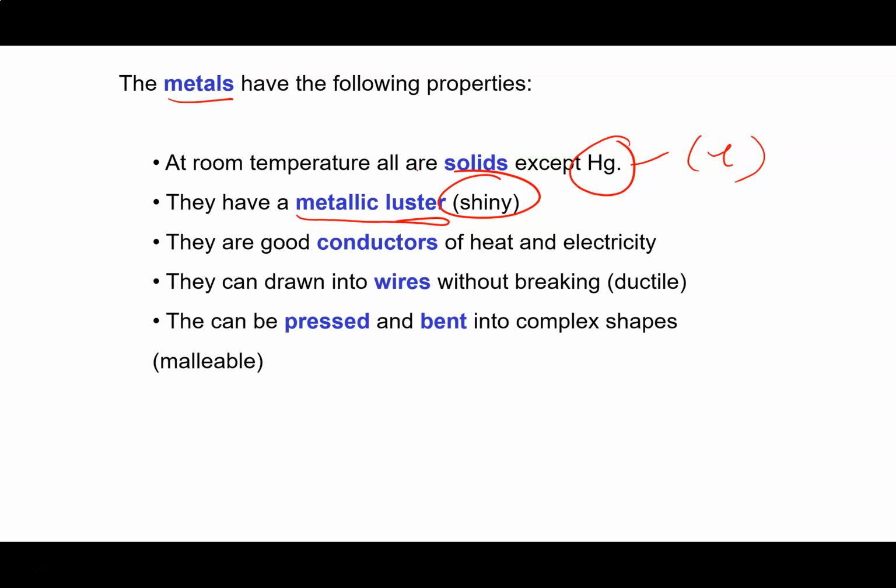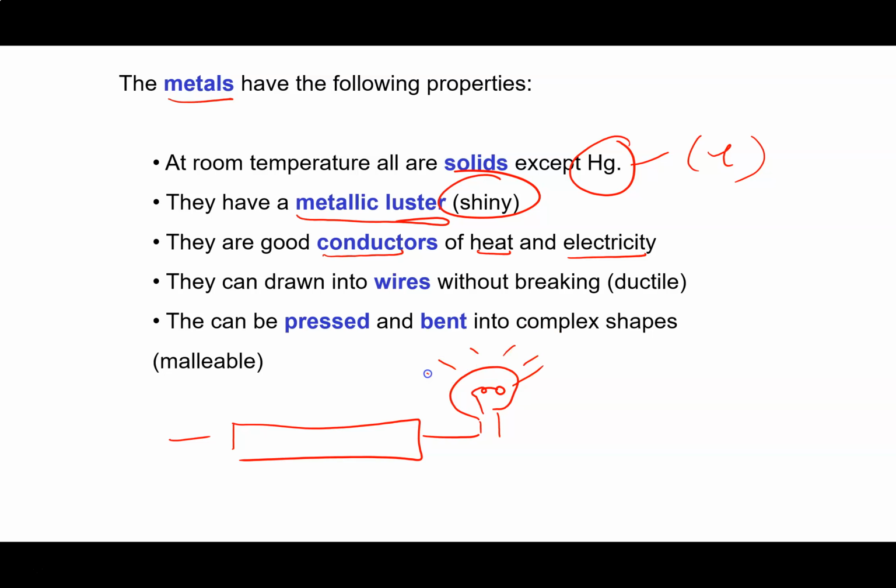Metals are good conductors of heat and electricity. So if you have a piece of metal, it'll act as a wire. You can connect it to a battery, and maybe connect it to a light bulb. Here's my bad drawing of a light bulb, but you can connect it to a light bulb and use it as a wire. So we put a battery over here, something like that.